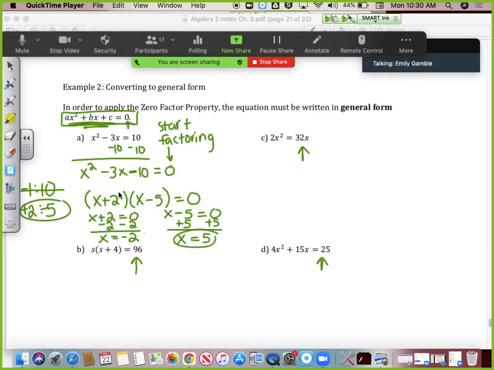And the two answers would be negative 2 and positive 5. That means that this quadratic crosses the x-axis at negative 2 and positive 5.